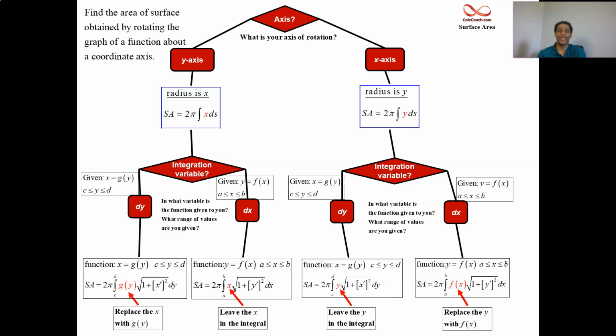All right, so that's the concept behind surface area. In the next videos, we'll do some examples. I just want you to know where the formula comes from, and know that there's actually multiple versions of the formula based on which axis you are rotating about and which variable you are integrating with respect to. When they agree, you leave it. When they disagree, you replace it.